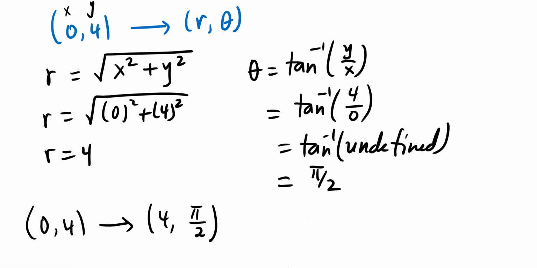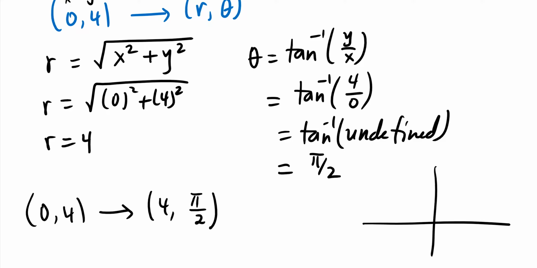And we always need to test that by plotting the point 0, 4. Does it make sense? It's 4 comma pi over 2. We start with pi over 2, and we go up 4 units: 1, 2, 3, 4. Yes, so it's correct.